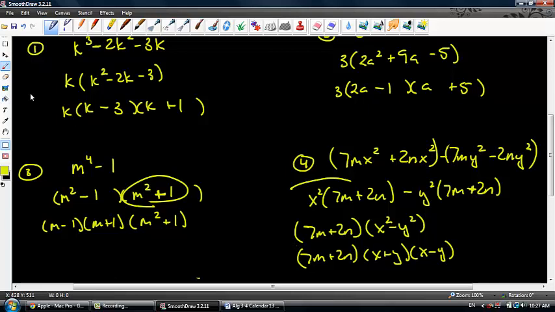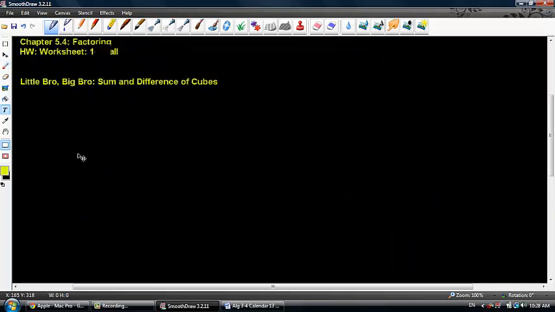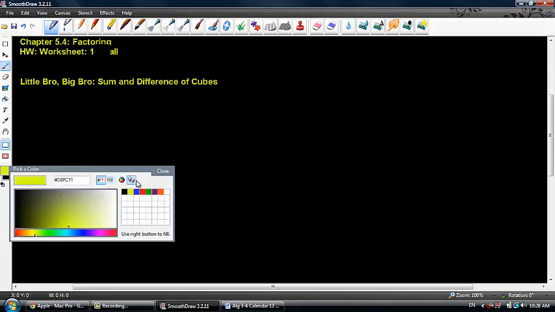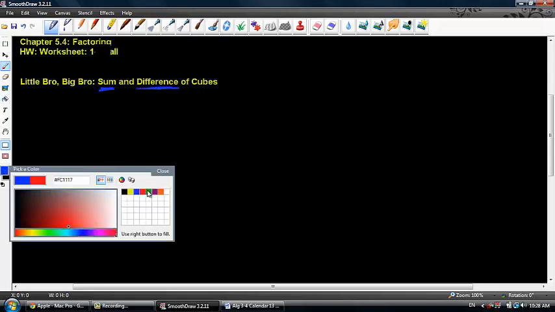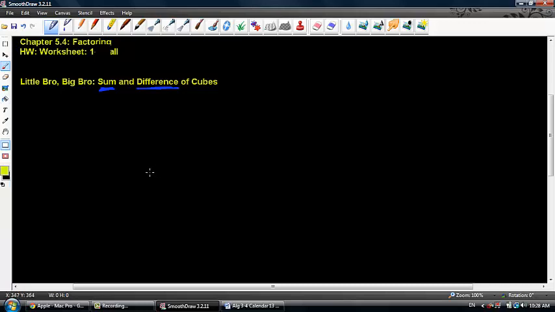Cool. Next little section. All right, it is time for Little Bro, Big Bro, which is what I refer to, or rather sum and difference of cubes, which is what I refer to as Little Bro, Big Bro. Now, the one thing that I want you guys to keep in mind is that it is called sum and difference of cubes. So it's similar to difference of two squares, except now you can actually use it when there's a sum happening, and I'll show you what that looks like.